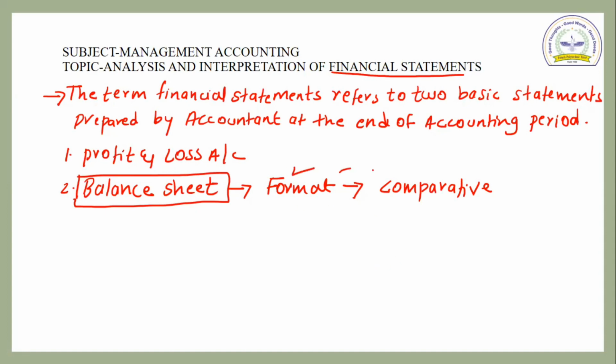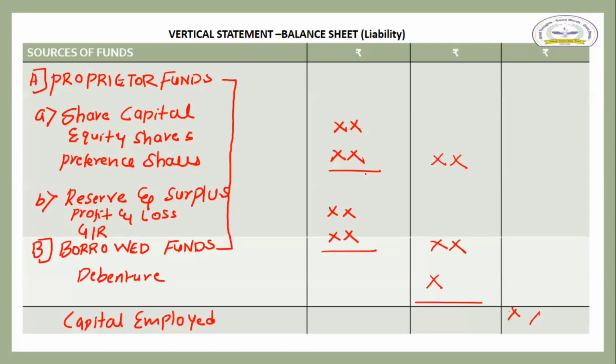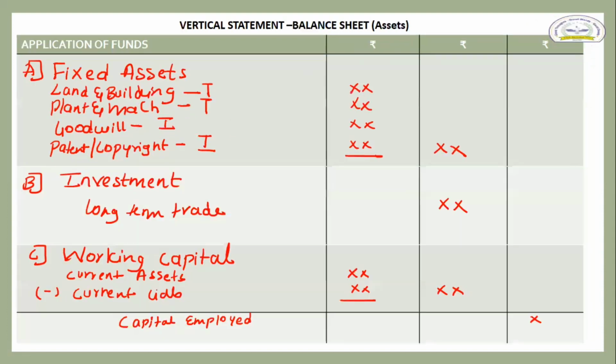Now we are moving to the comparative part, student. Here is the format. You can see in the balance sheet, the liability part consists of two things. Number one is proprietor fund, students, and number two is borrowed fund. We are going to add these two, so we are going to get capital employed. These sources of fund we are going to apply in the business. Now the part is application of funds. So we are going to apply in three parts. First one is in the fixed assets. Second, in the investment. And third part is working capital.